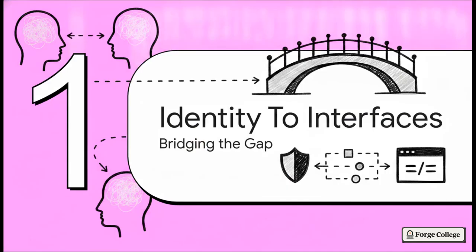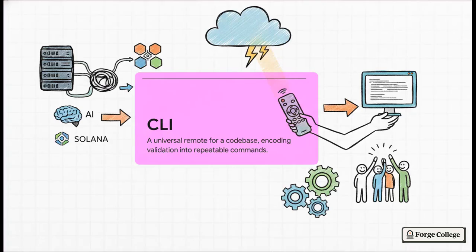Section 1. From identity to interfaces. Bridging the gap. Okay, so picture this. You've just built these incredible custom model context protocols, or MCPs, for your AI-driven tools on Solana. Huge win. But without a standardized interface, you're practically begging to fall victim to the classic, universally dreaded works on my machine syndrome. We've all been there, right? You really want to avoid your entire team pulling their hair out trying to replicate your local setup.